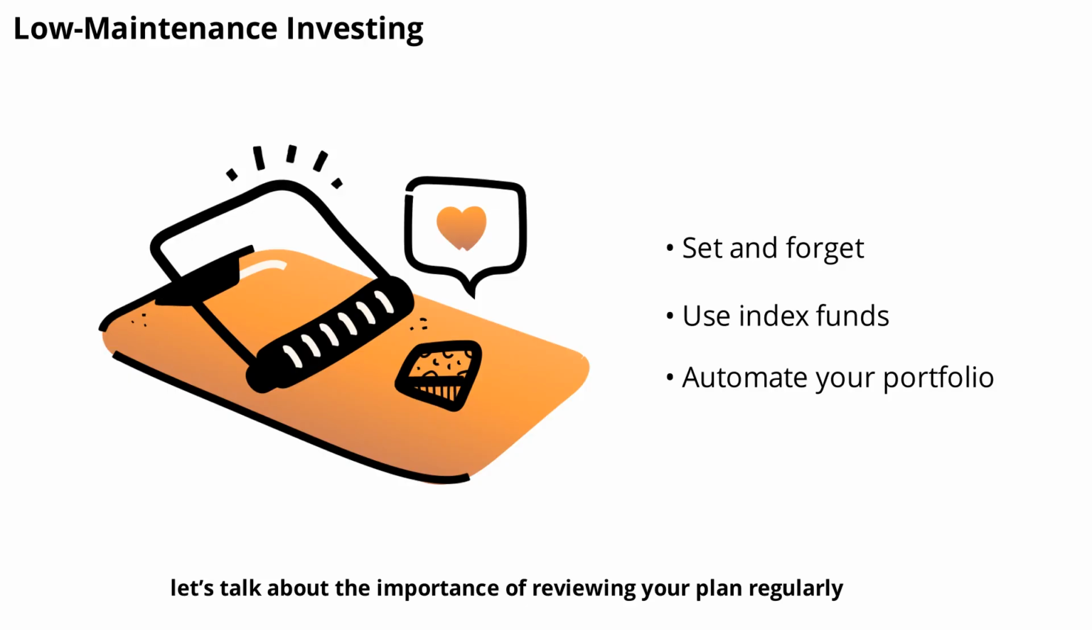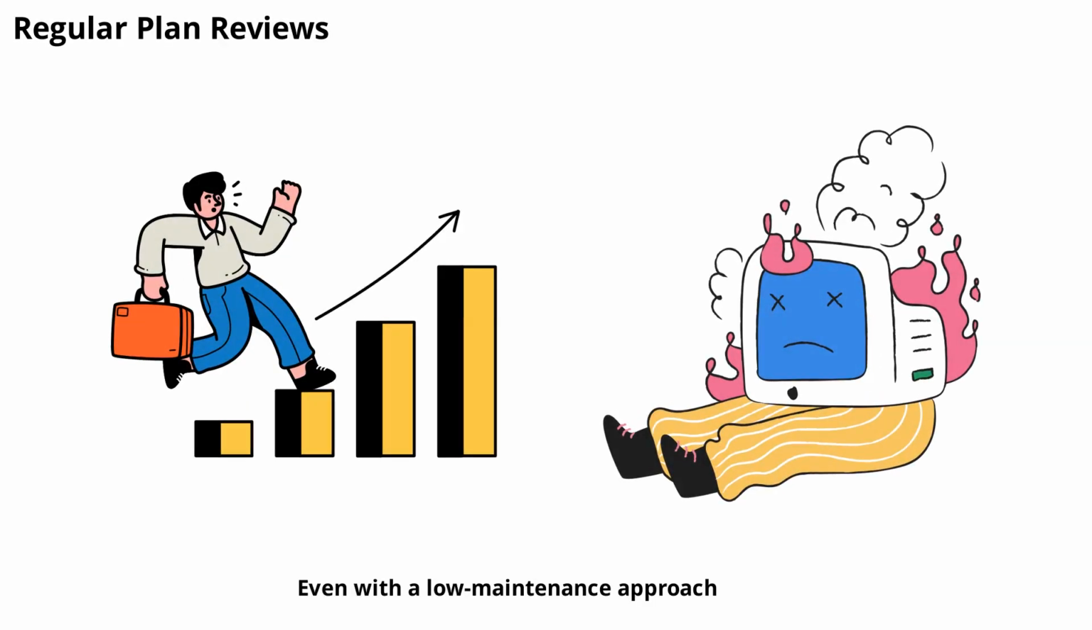Next, let's talk about the importance of reviewing your plan regularly. Even with a low-maintenance approach, it's important to review your plan regularly. Check in at least once a year to make sure your allocation still fits your goals and risk tolerance. Life changes and your plan should change with it. Regular reviews help you stay proactive and avoid surprises.